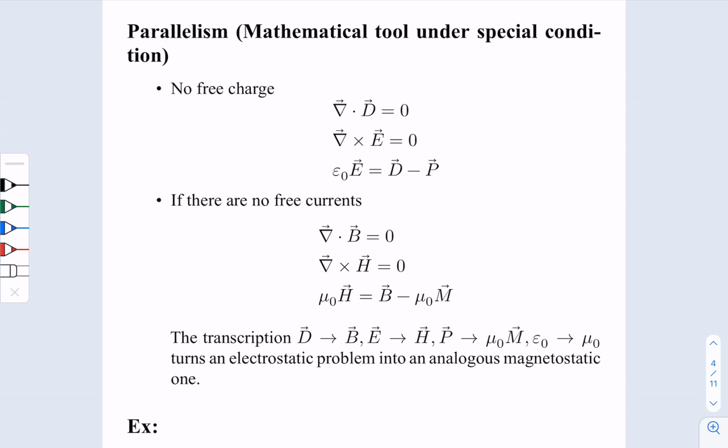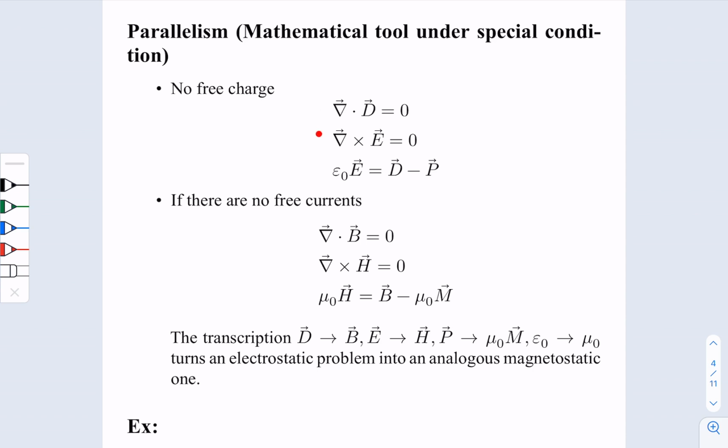And now let's go to the magnetostatic problem. So del dot B equals 0 is the condition implied by Maxwell's equation. And del cross H equals 0, because the problem we consider also has no free current. So this is not always true. Only in this special case where no free current exists can we have this condition. And the last one is simply the definition of the relationship between H, B, and M.